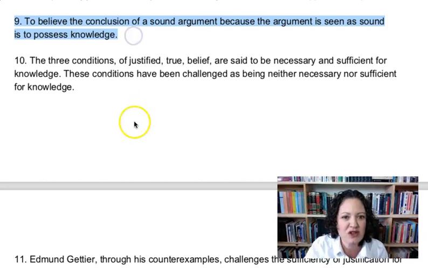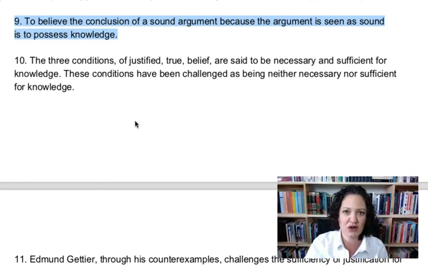Number 9 says, to believe the conclusion of a sound argument because the argument is seen as sound is to possess knowledge. All right, now this logic study is about arguments. Ultimately, we're going to be seeing how to construct sound arguments. So once we are presented with a sound argument, we should commit to the conclusion. And if we think the argument is unsound, we should show where it's unsound and give a counter-argument. That's how philosophy proceeds. Argument, counter-argument. Not falling into informal fallacies, not name-calling, not slander, not lawsuits, argument and counter-argument.